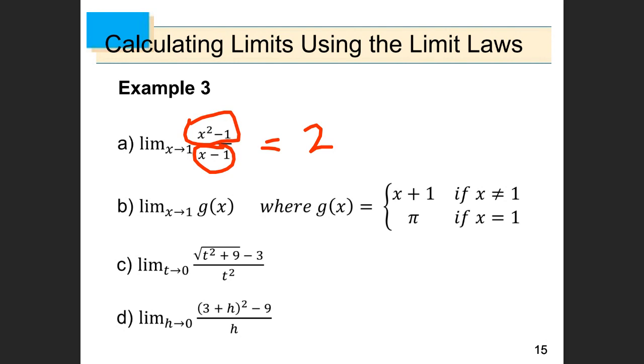If I say the limit as x approaches a number a, in this case a is 1, of g of x, it means you need to check what happens when I approach 1 from the left. What output do I get? What happens when I approach 1 from the right? What output do I get? Are those two outputs the same? If the answer is yes, then that is the limit as x approaches 1. We don't care about what happens when x is equal to 1.